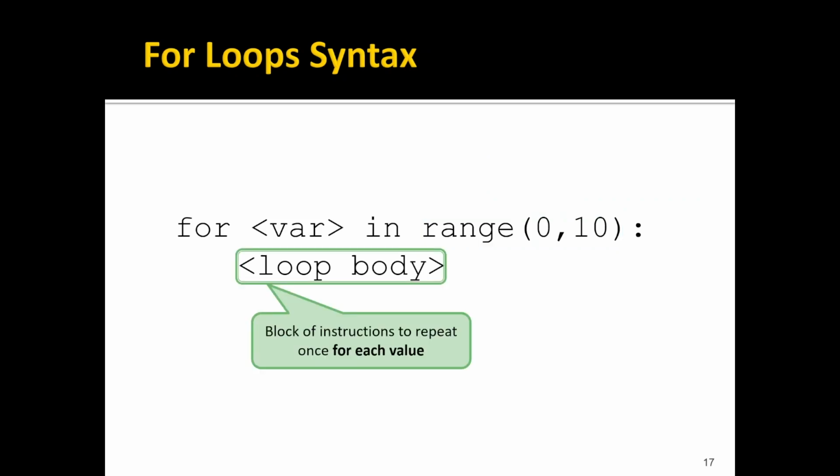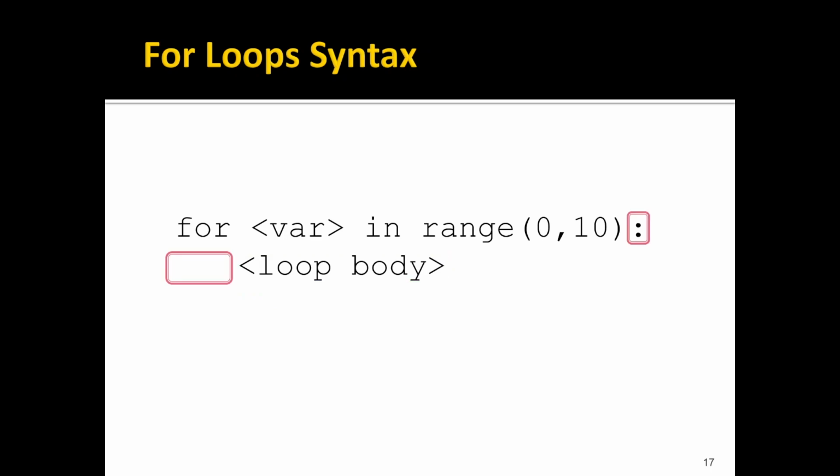Now inside the loop, we have a loop body, which is a block of instructions that get repeated, just like in all of our while loops. For each one of the values of the counter variable, we'll execute the loop body one time. And just like in a while loop, the colon and indentation are still important to denote where the loop body starts and ends. So let's look at an example.